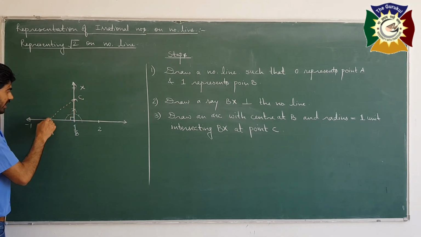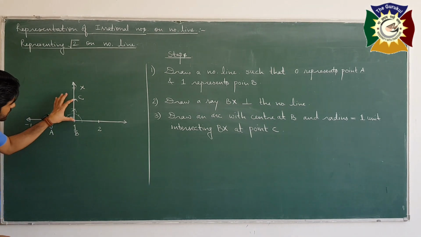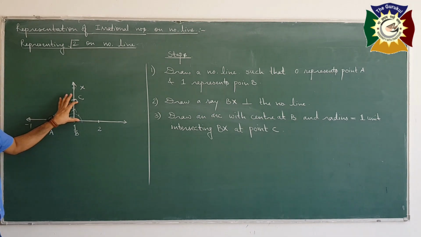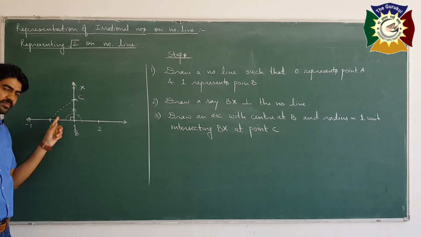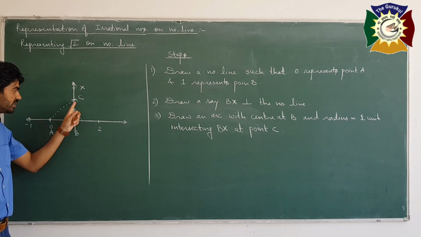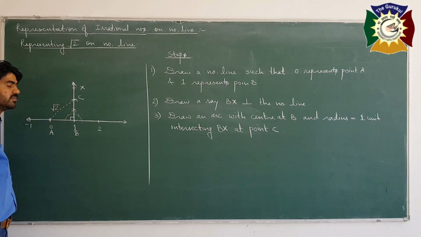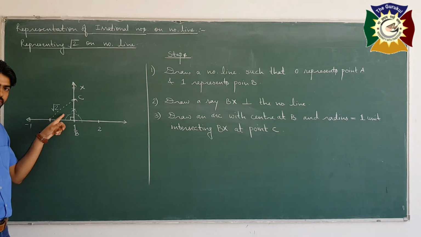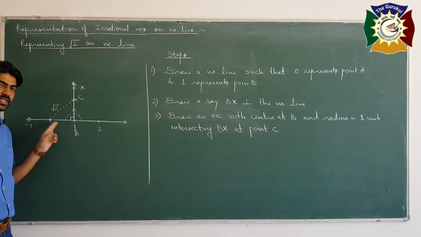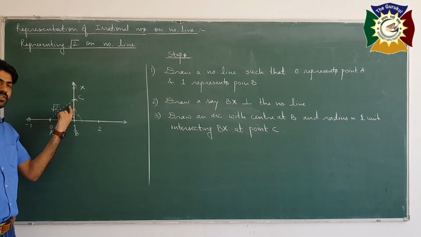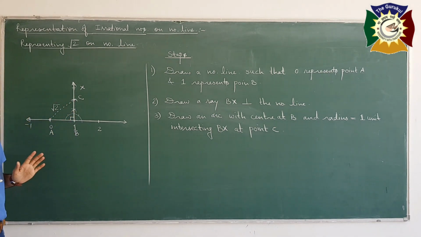Now see, this length AB represents 1 unit, this length BC also represents 1 unit. So 1 unit here, 1 unit here. If I apply the Pythagoras theorem in this triangle ABC, the length of AC will come out to be root 2. This is the verification of this method. Now I know that this much length is root 2.